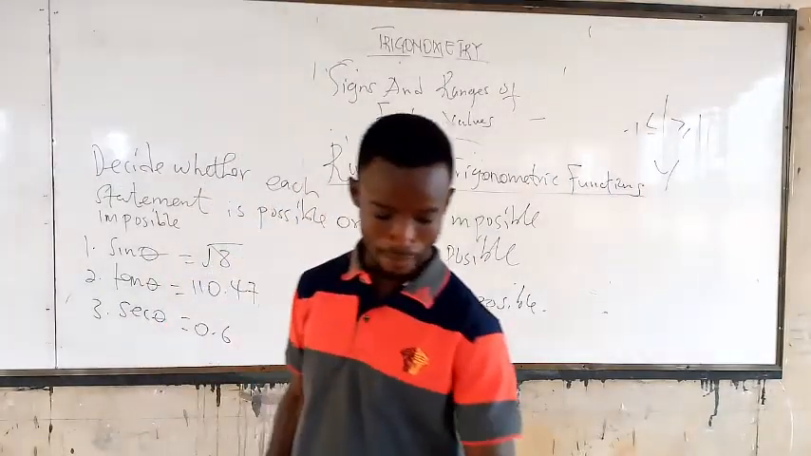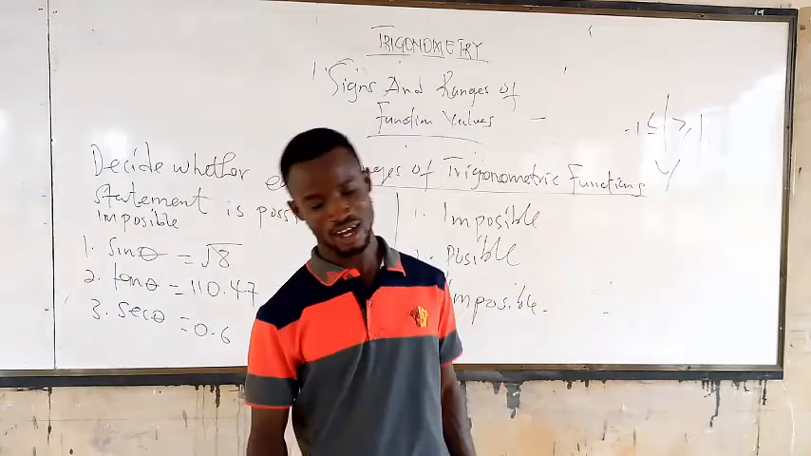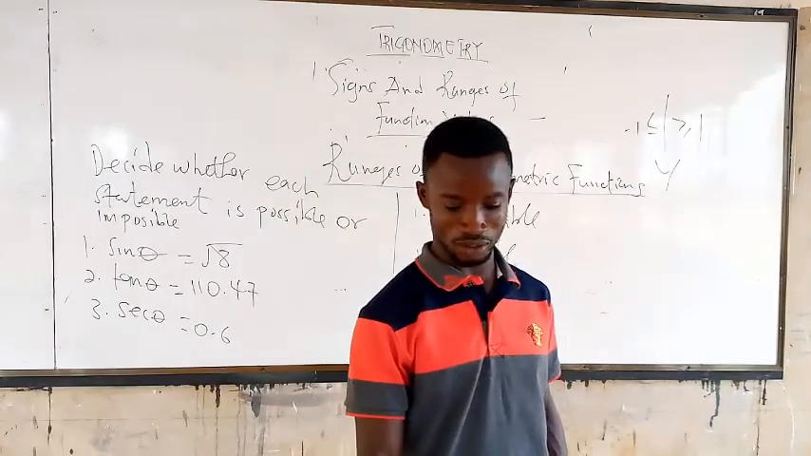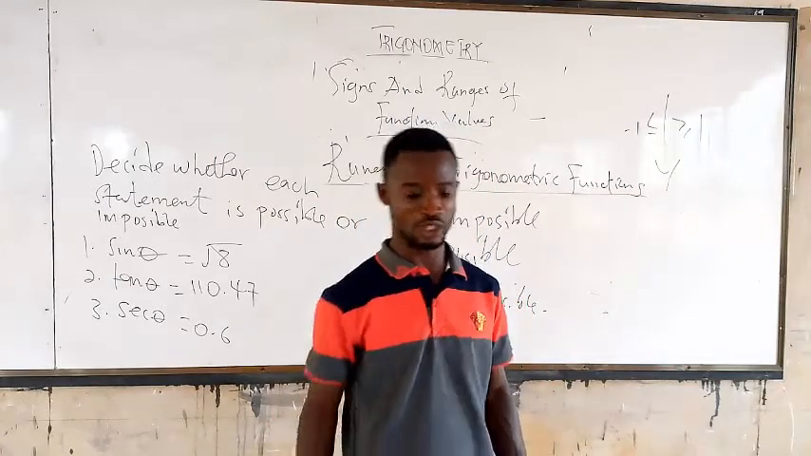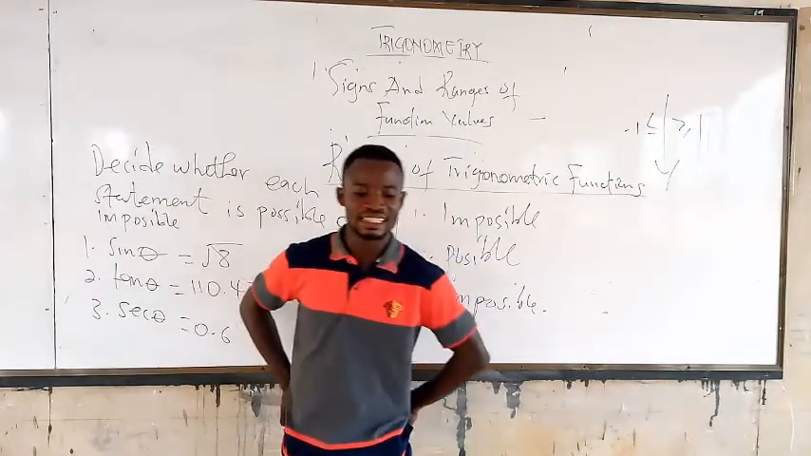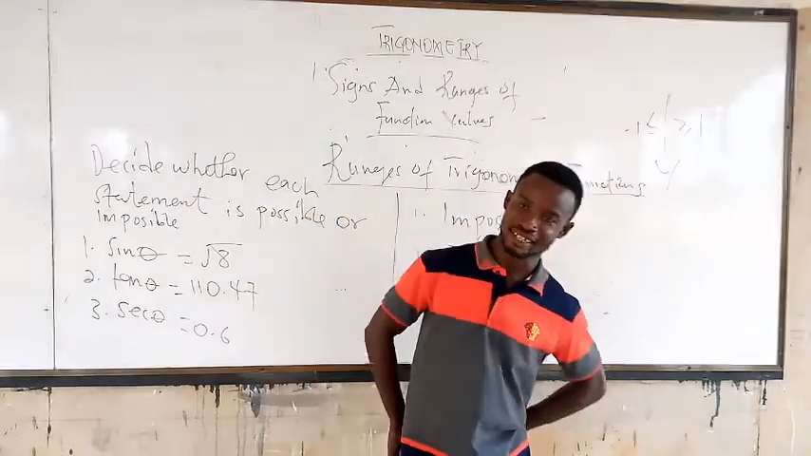Good. So that is all I have for you in this video. And wow, we are moving on. In our next video, we are going to look at Pythagorean identities and quotient identities.